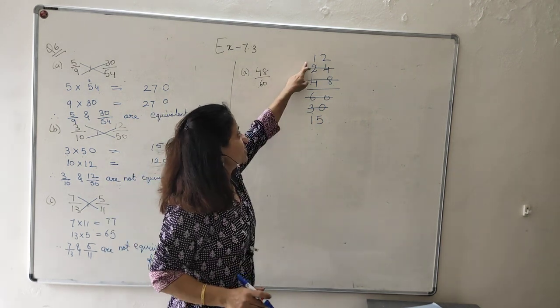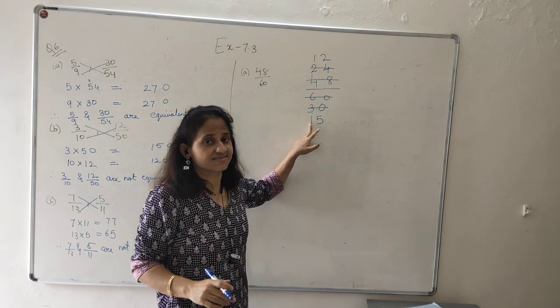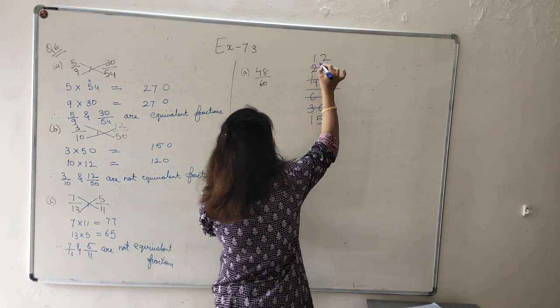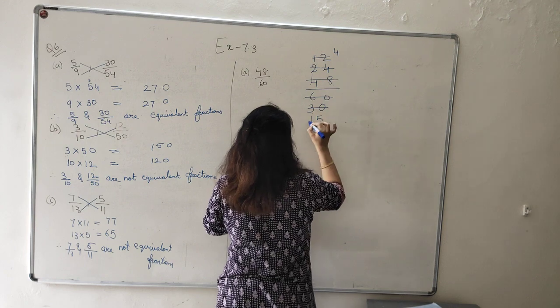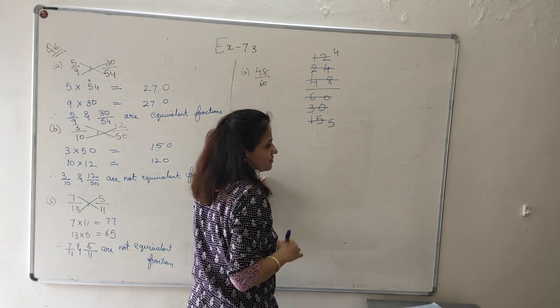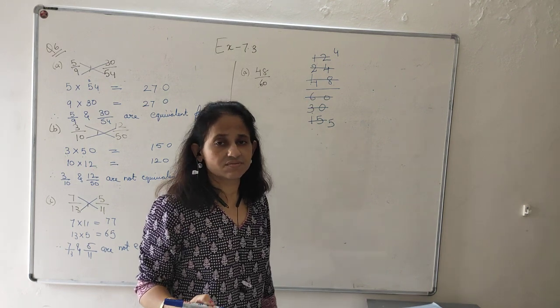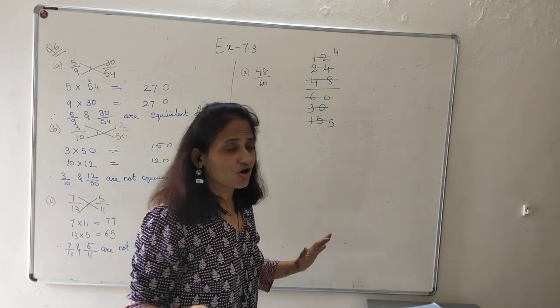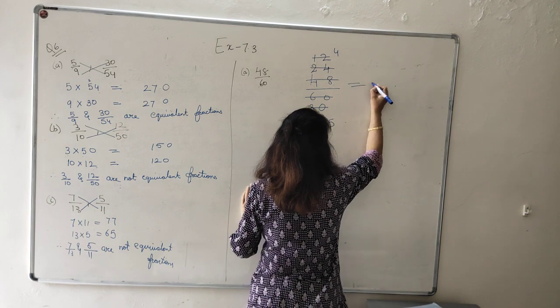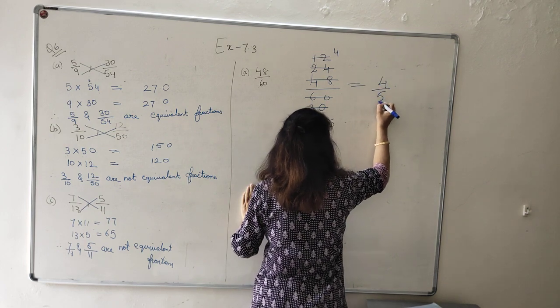Now, anything common between 12 and 15? Yes, 3. 3 4s are 12. 3 5s are 15. Again think, anything common between 4 and 5? No. There is nothing common. They are consecutive numbers. So the simplest form is 4 upon 5.